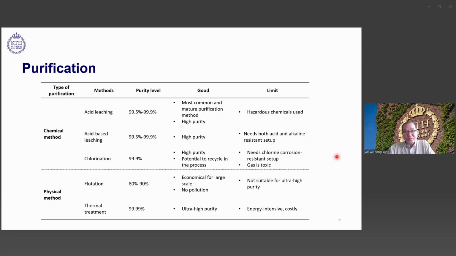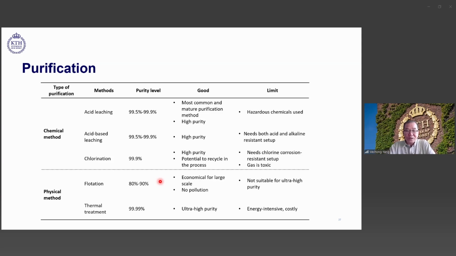When we come to the thermal purifications and the physical methods, like flotation, you have very big limitations. You can only use it as a primary purification; as a final stage, it is not enough. It's very cheap, but it's not so efficient. You can use it as a primary first step.